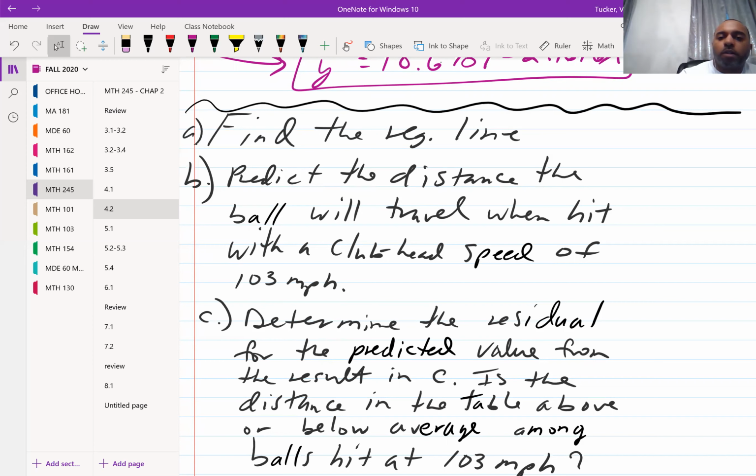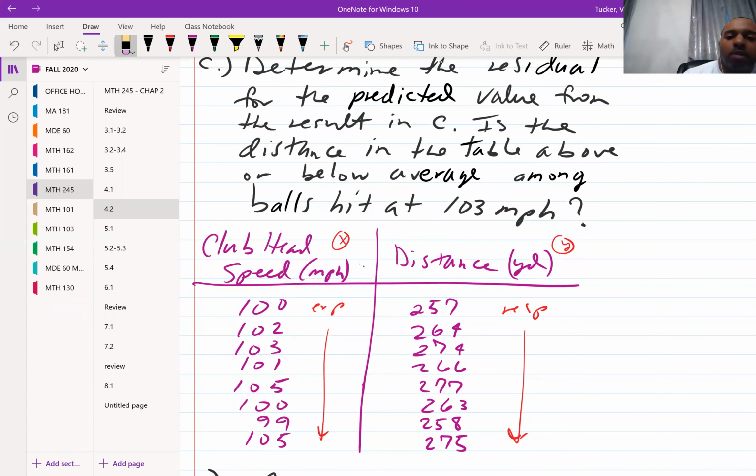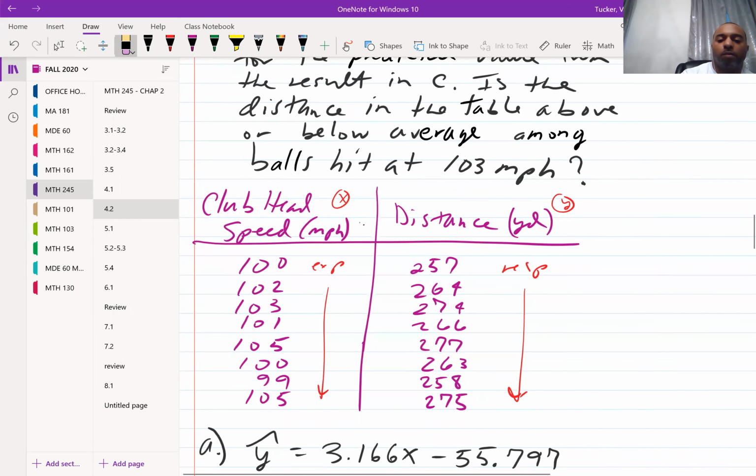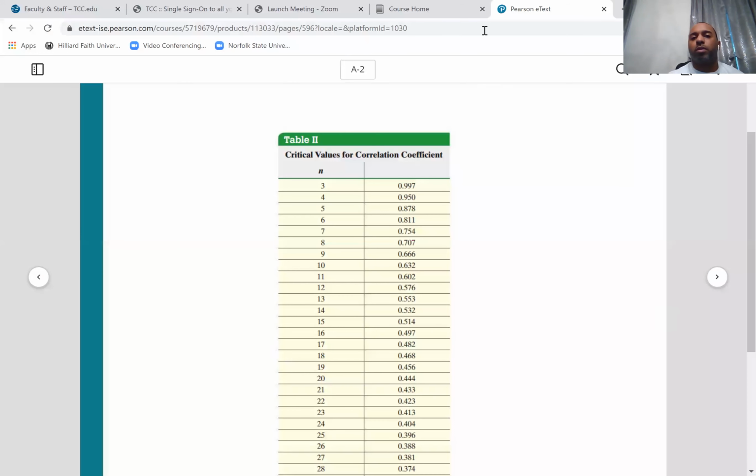All right, so let's do it. So we're going to use, let me erase this right here. Use the same data values from the club head speed and the distance. And just to show you, we'll come back to that. So once again, regression line.